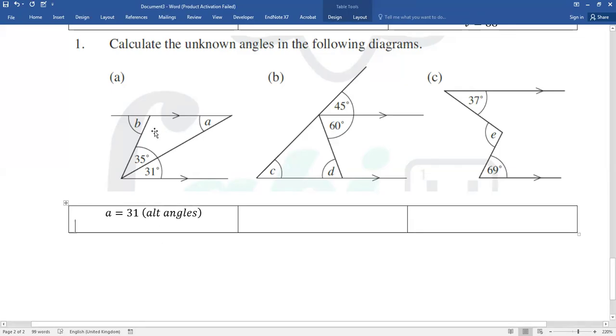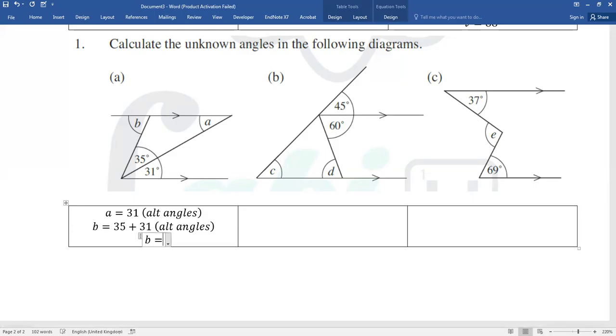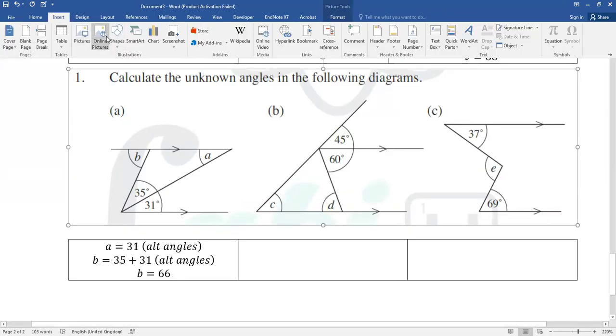Now what about B? The sum of 35 and 31? I mean, what? Alternate angles. Okay, sir. I'll show you again. Don't worry if you're unable to understand it.